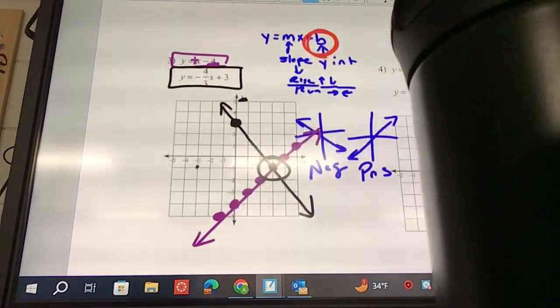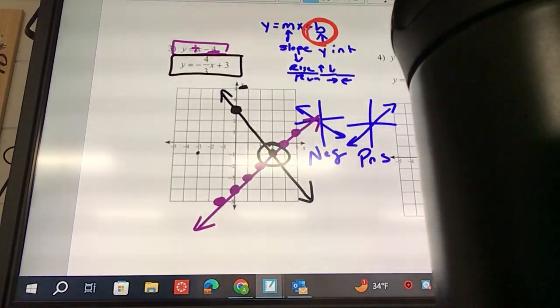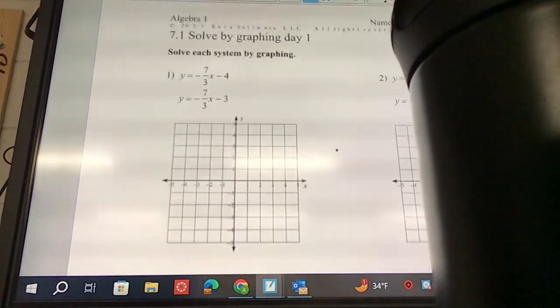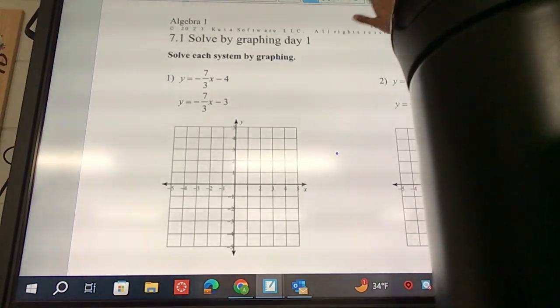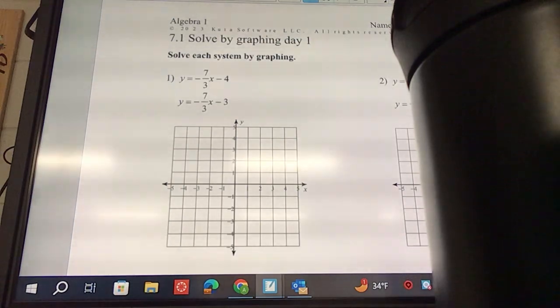Now, can I scroll, by the way? Yes, no? Okay. Go to number 1. I told you we was going to hop around a little bit. Now that we've worked our way through, we're going to go a little faster.